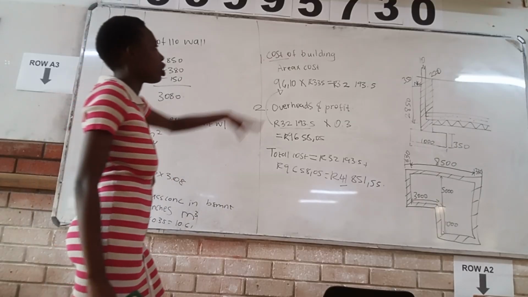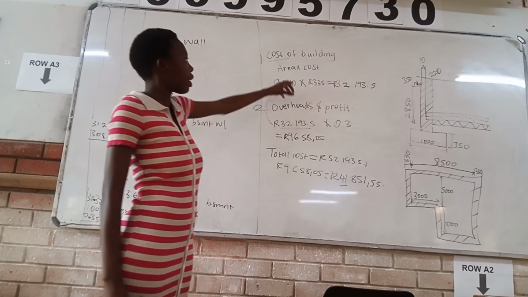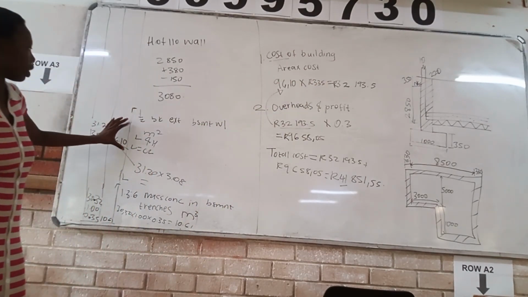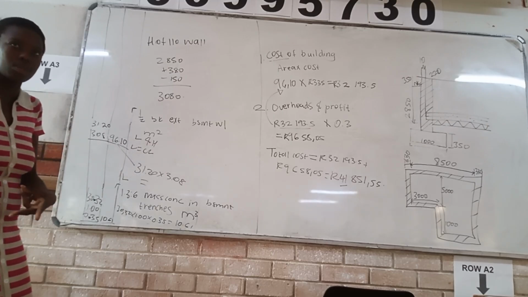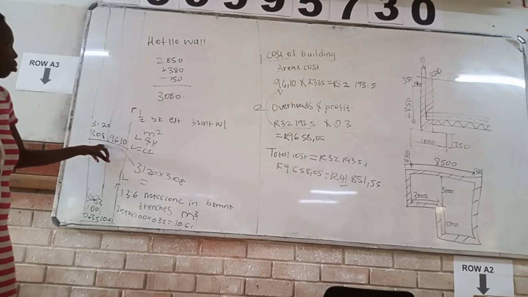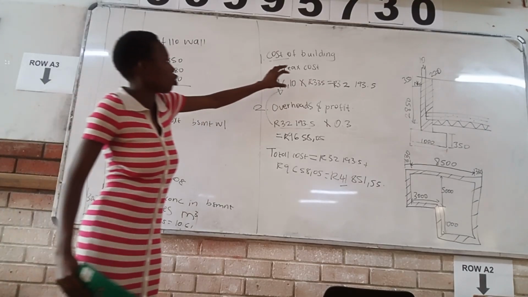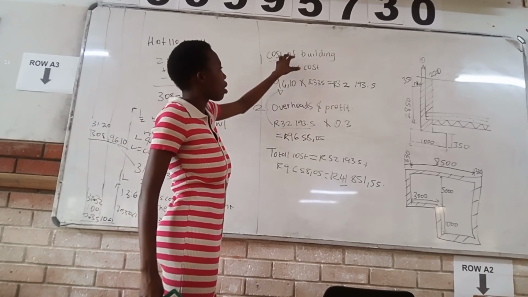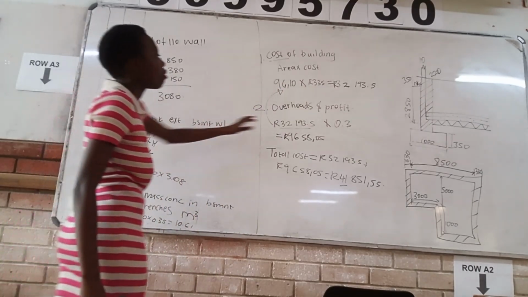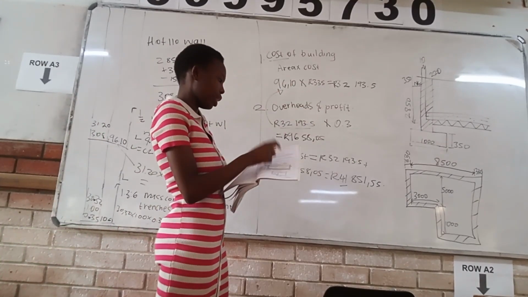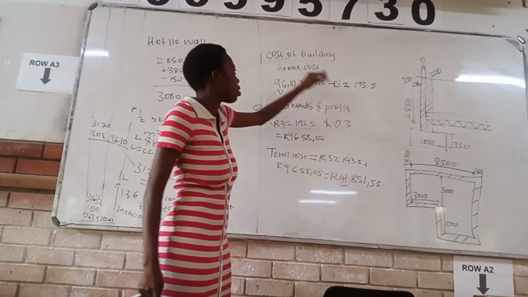Now we answer the question. The cost of the building is area times cost. Area is length times height, which we already calculated. You take this 96.10, this is your area for the half brick wall, and multiply by the cost. What is your area? The one that you took off. What is the cost they gave us? 335. We get the answer 32,193.5. This means this is our cost of the building.